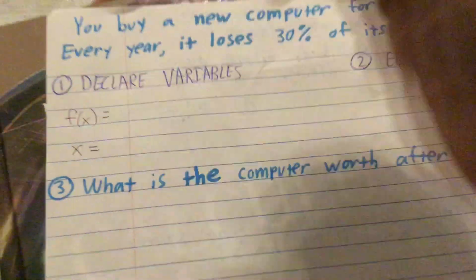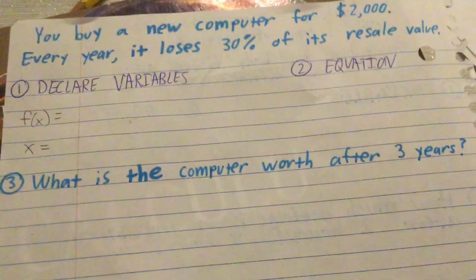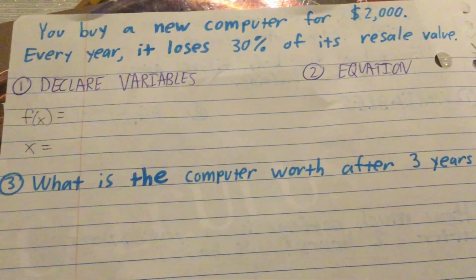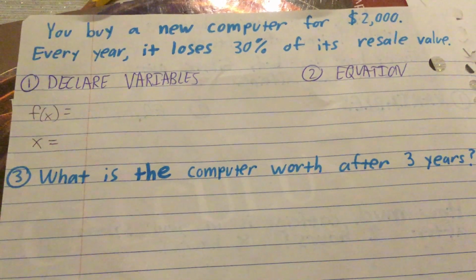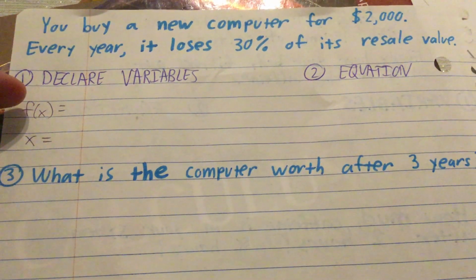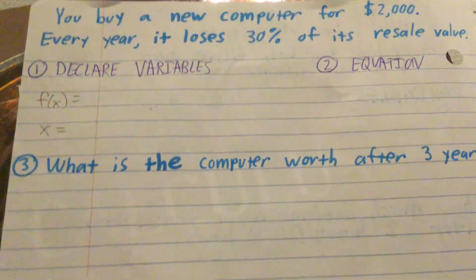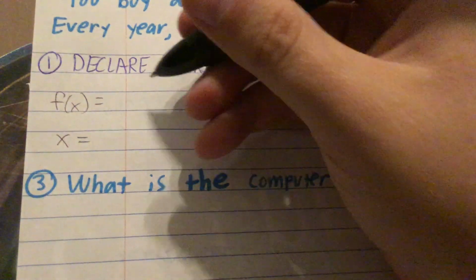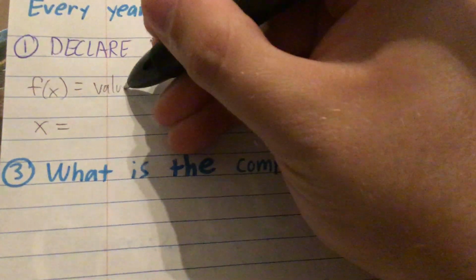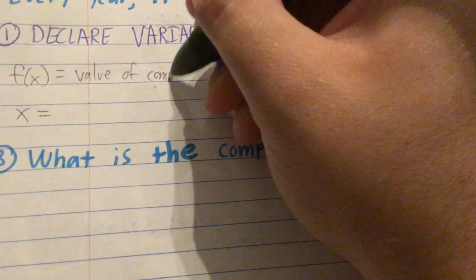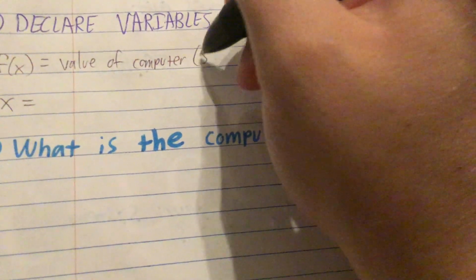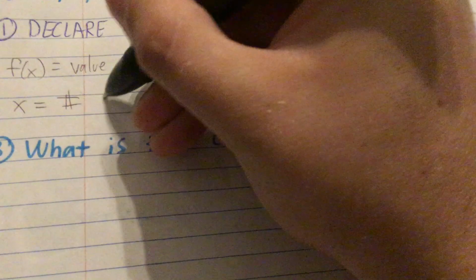So remember, f of x depends on x. Always remember that. Your y depends on x. So in an English sentence, what am I comparing? How much the computer is worth depends on how many years it's been since you purchased it. So the value of the computer measured in dollars depends on the number of years since you purchased it.